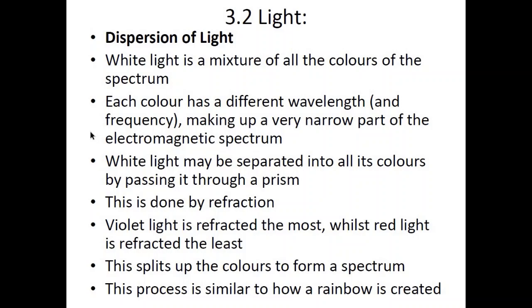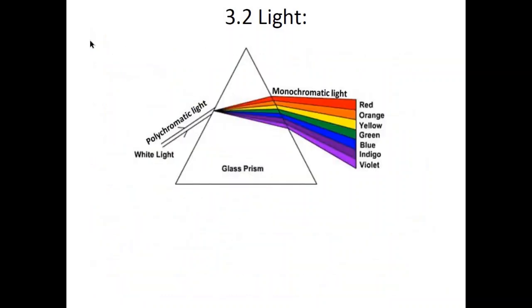Dispersion of light. White light is a mixture of all colors of the spectrum. Each color has a different wavelength, making up a very narrow part of the electromagnetic spectrum. White light may be spread into all its colors by passing it through a prism. This is done by refraction. Violet light is refracted the most, while red light is refracted the least because of their frequencies and wavelengths. This splits up the colors to form a spectrum or a rainbow. This process is similar to how a rainbow is created in the clouds.